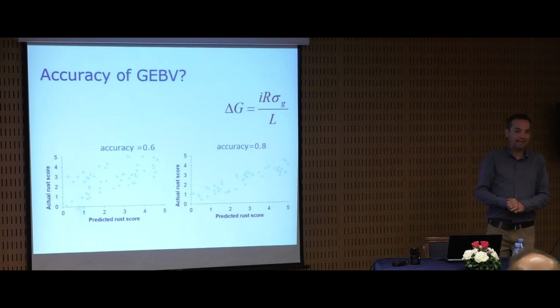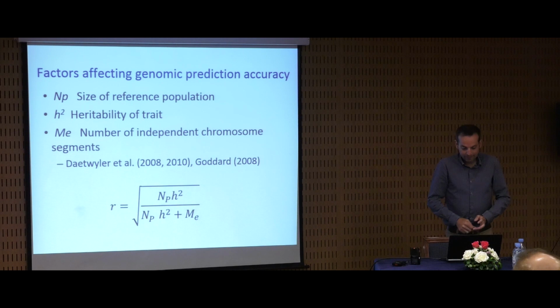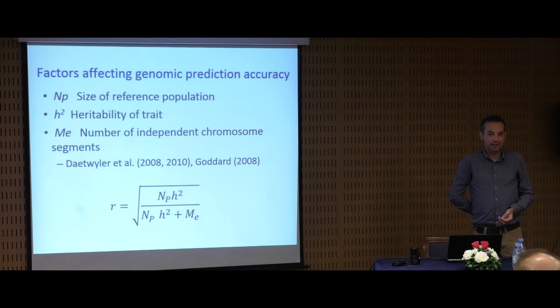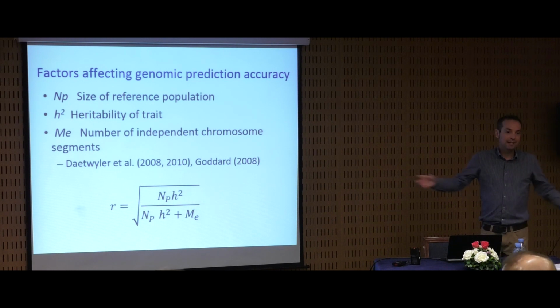Okay, so we'd like to be at 0.8, which would be ideal. How do we get there? That depends on the size of your reference population and the heritability of the trait. So these are the factors affecting genomic prediction accuracy. The factors that do affect it are the size of the reference population, how big it is, the bigger the better, and the heritability of the trait. For traits that are more heritable, your accuracy is going to be higher for the same number of individuals.